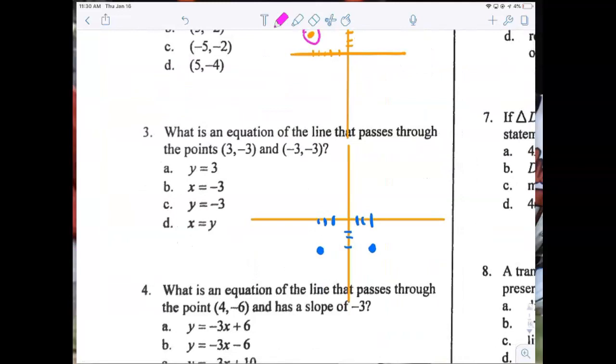Equation of a line that passes through both of these points: (3, -3) and (-3, -3). If you're going to pass through both of those points, you are a horizontal line that cuts through. I know it looks like the x-axis. It's horizontal, but it cuts through the y-axis at what number? -3.